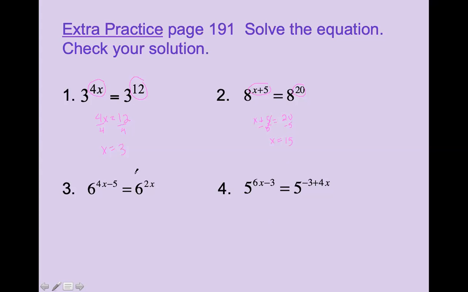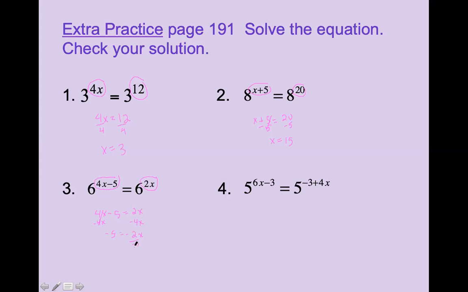All right, this time the base is 6. My exponent, 4x minus 5, must be equal to 2x. So I'm going to write that down and solve it. I'm going to get my x's together on the same side, so I'm going to subtract 4x here. So that gives me -5 is equal to 2x minus 4x, which is -2x.